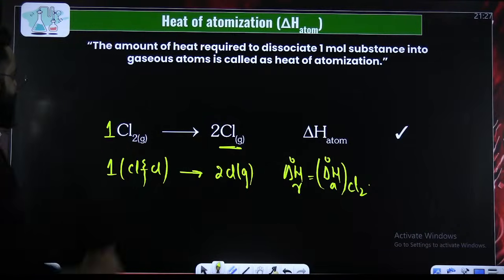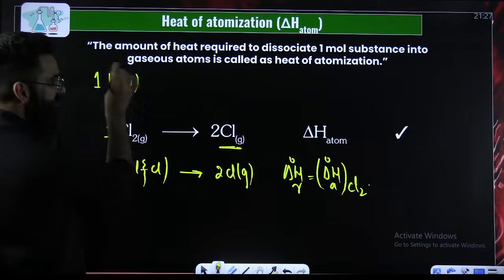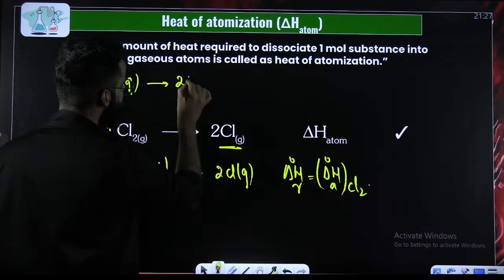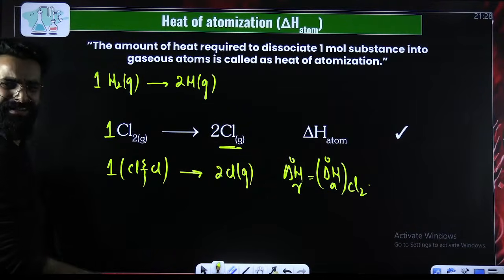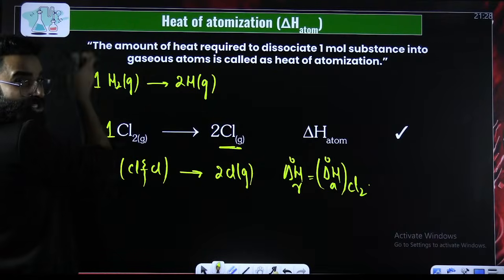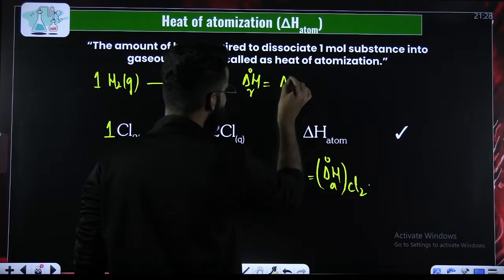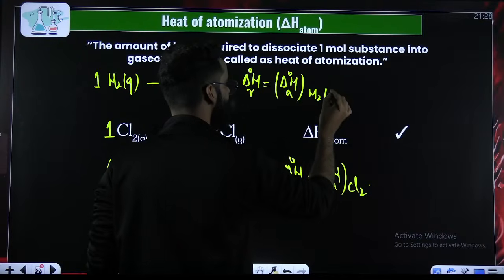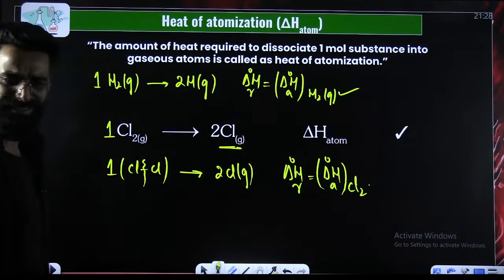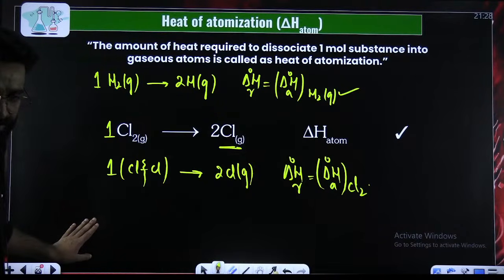Perfect. For example, let's say I have to dissociate 1 mole of this substance into its gaseous atoms. Energy is needed to dissociate 1 mole of H2 into its gaseous atoms. So whatever amount of energy is needed in this case, that is something which I'll call the enthalpy of atomization of H2. Right? Isn't it simple, people?